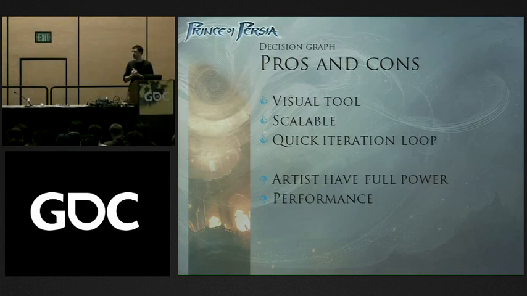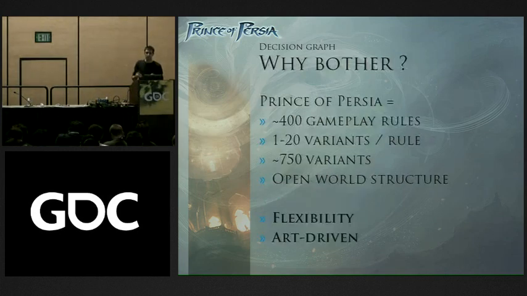But there are some problems. The first problem is that as you give total power to your artist, they can do something pretty complex, and it can affect your performance. As you see, on Prince of Persia we had about 400 gameplay rules. They were active at all times. At all times we were asking, is the prince fighting? Is the prince doing combo B? Of course there were optimizations, but in the end it's a lot of data to handle. But we had to do that because we have so many situations we want to handle.